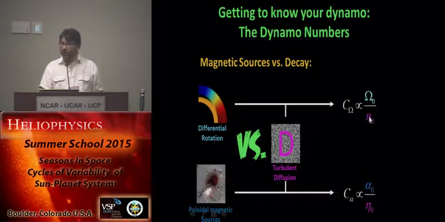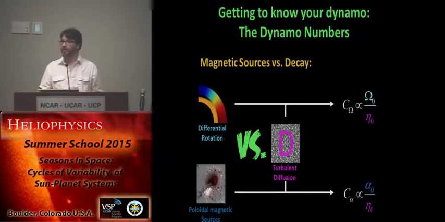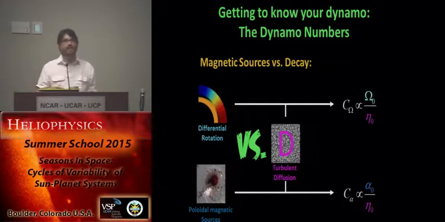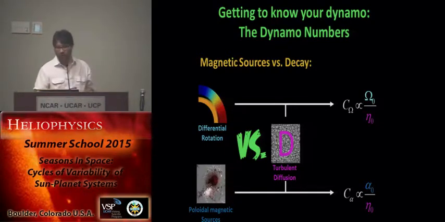and diffusion, which is denoted by eta. And the other dynamo number is your poloidal source, which is alpha, how strong your alpha effect is, for example, and how that compares to diffusivity. So these are the things that you're going to use in the lab to get an idea of the differences between the different dynamos that you're going to be looking at.